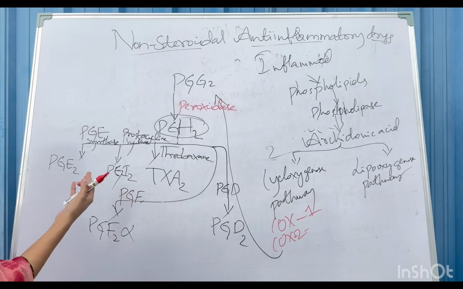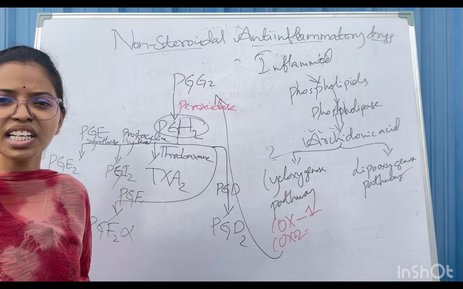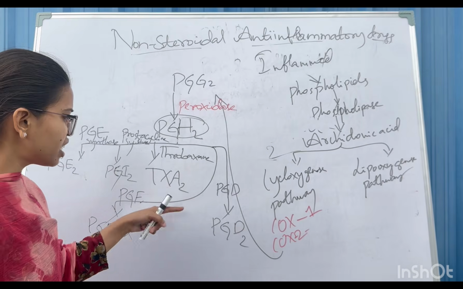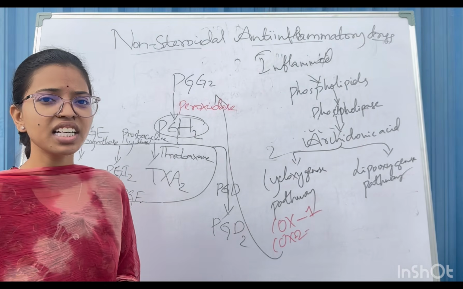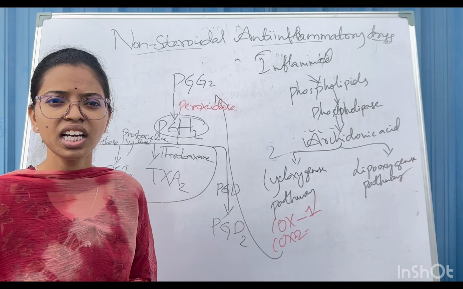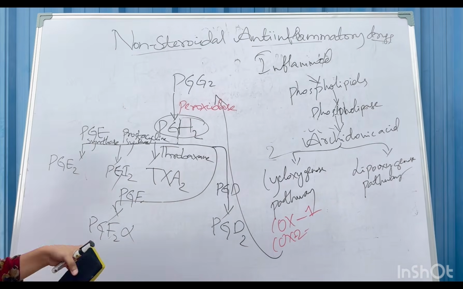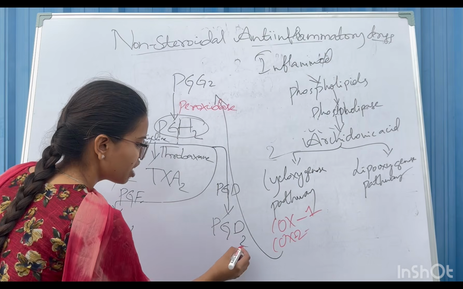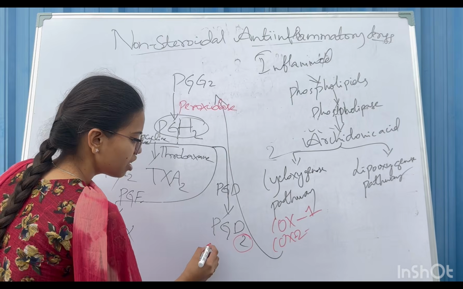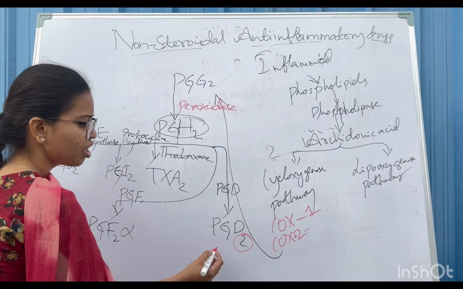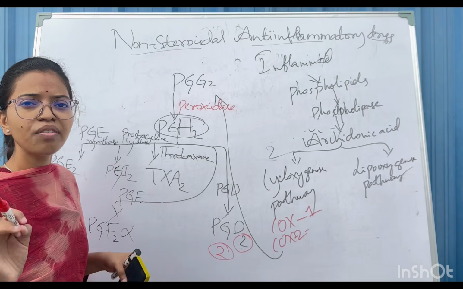What are these alphabets? What are these numbers? They are prostaglandins, but they are differentiated by the alphabets and the numbers. The numbers indicate the number of double bonds present in the substance. For example, in PGD₂, how many double bonds? Two double bonds are present in PGD₂. The number indicates only the presence of double bonds.